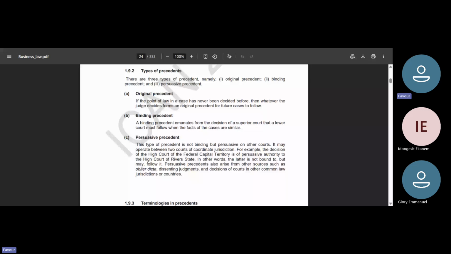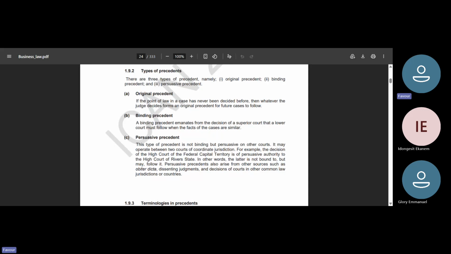So the original precedent is when the point of law in the case has never been decided before. So whatever the judge decides forms the original precedent. It's just like saying, oh, this kind of case has not been judged before. So this is basically the first of its kind, the pioneer. So whatever the judge decides in that case forms the original precedent for future cases, right?